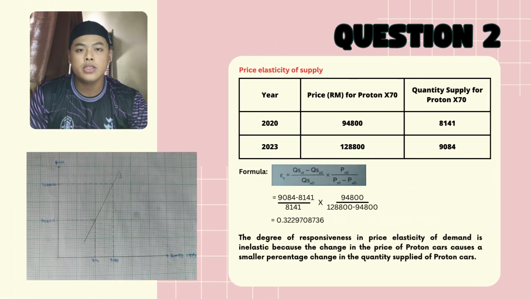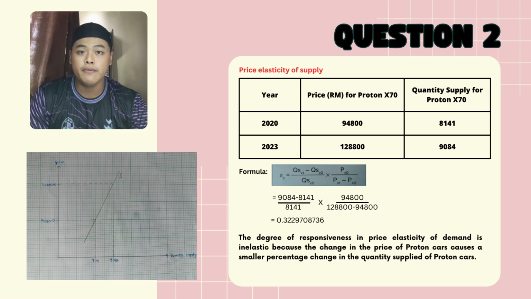Then for the last concept, which is price elasticity of supply. For this question, we will use quantity supplied for Proton cars in exchange with the price. Then we insert all the information given into the formula of price elasticity of supply. For the final answer, we will get 0.3229708736. As you can see on the graph, it shows a steeper slope of the supply curve. The percentage change in price from 94,800 ringgit increased to 128,800 ringgit is larger than the percentage change in quantity supplied from 8,141 increased to 9,084.